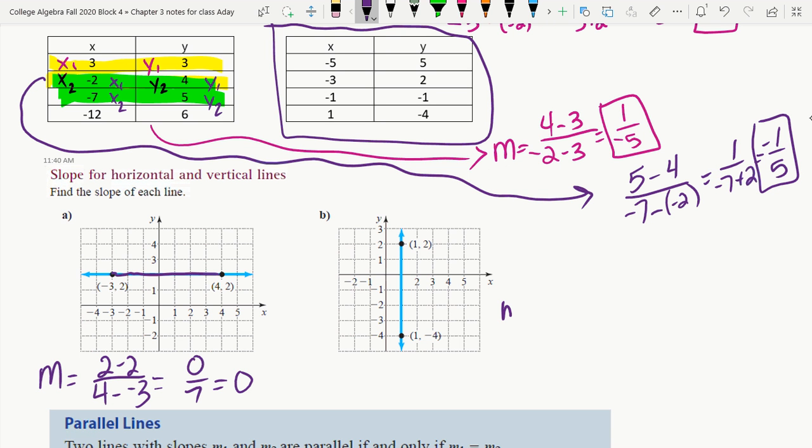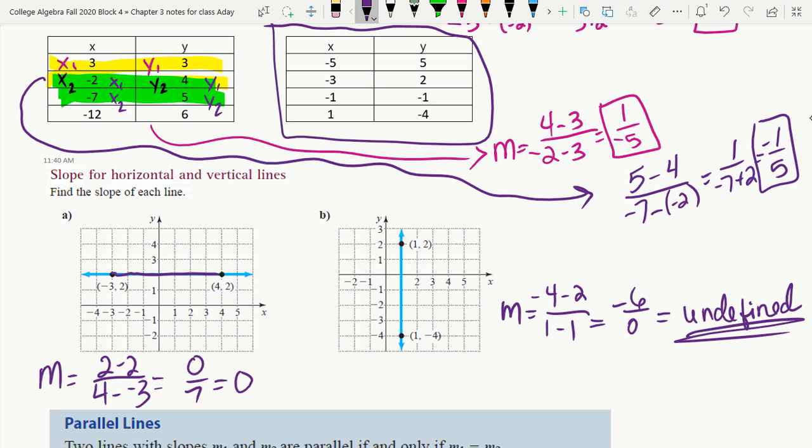Look at the next one here, and slope is y2 minus y1, so negative 4 minus 2 over 1 minus 1. So that's negative 6 over 0. We can't do that, so that's considered undefined slope. So vertical lines, you're doing rise over run. So from here, if I rise as much as I want, let's go 6, but my run would be 0, so no matter how I look at this line, I get undefined slope. So vertical lines are undefined. Horizontal lines have a slope of 0.